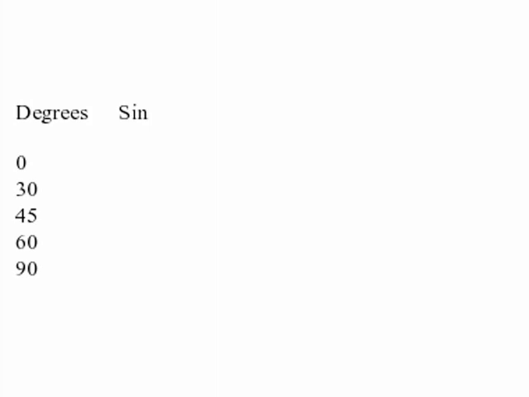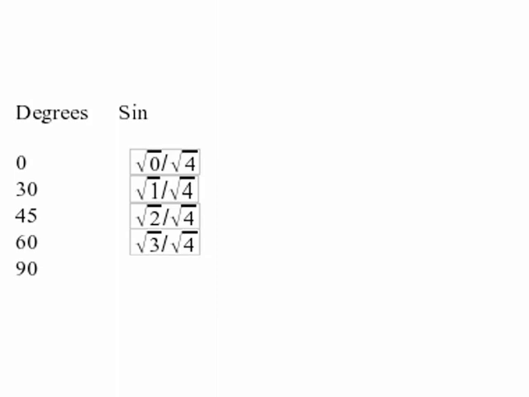All you need to do on the sine table is next to the 0, you need to put the square root of 0 divided by the square root of 4. Then for the 30 row, put the square root of 1 over the square root of 4. Then for the 45 degree row, put the square root of 2 divided by the square root of 4. Under the 60 row, put the square root of 3 divided by the square root of 4. And under the 90 row, put the square root of 4 divided by the square root of 4.